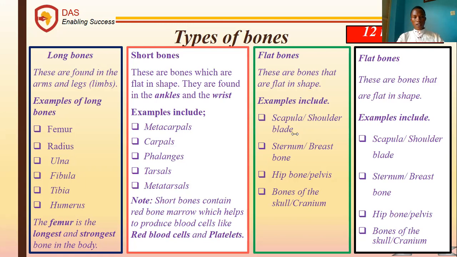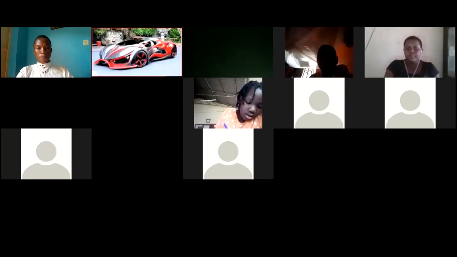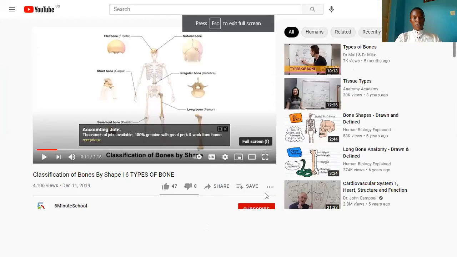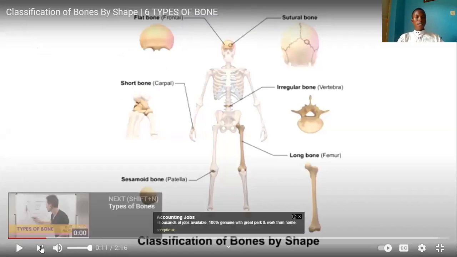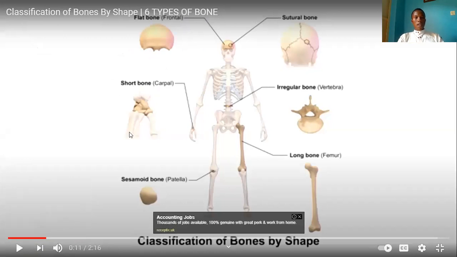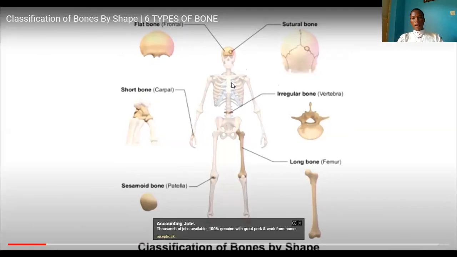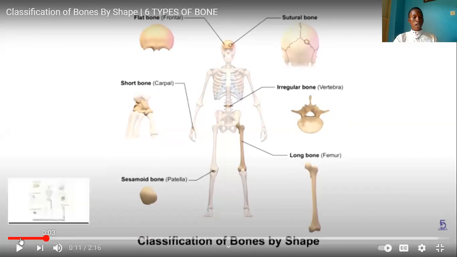Okay, all right. So I'm going to share a video that describes all the examples, all the types of bones. I hope you can see my screen. On my screen there is a video on the classification of bones and their shapes. Before it plays, in case you are able to hear the sound, please give me a thumbs up so that I can know that you can hear the sound.